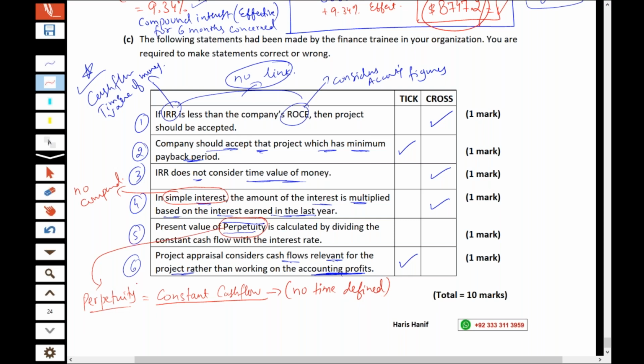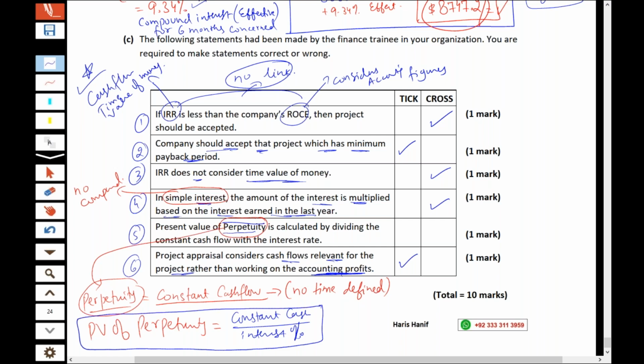So if anything is in perpetuity, the present value of perpetuity is constant cash divided by interest percentage. Constant cash divided by interest percentage. And this is written right over here, that perpetuity is dividing the cash flow by the interest rate. This statement is right. So I appreciate that you people should note this down.